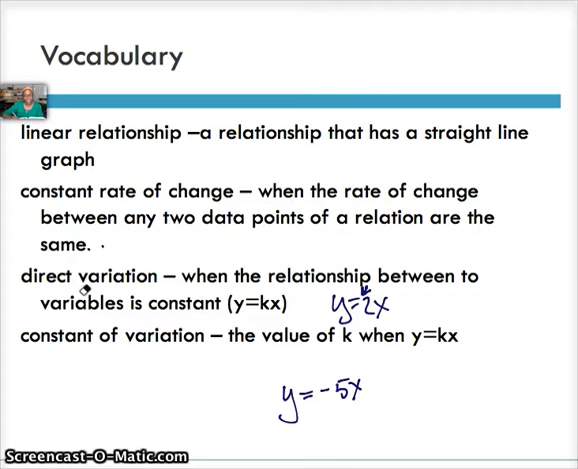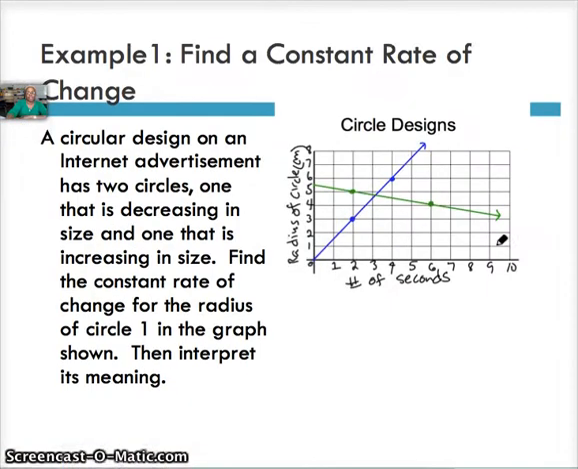So what we'll see with direct variation equations, and this is something you want to keep in mind, is that direct variation equations are linear, but they always, always, always pass through the origin. So one quick way to know if you have a direct variation relationship is if it passes through the origin and it's a straight line. All right, let's take a look at a couple of examples.